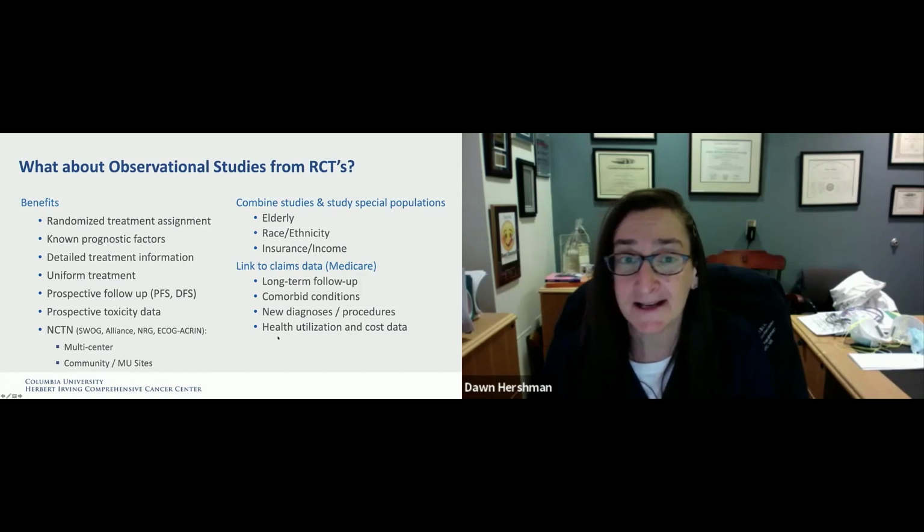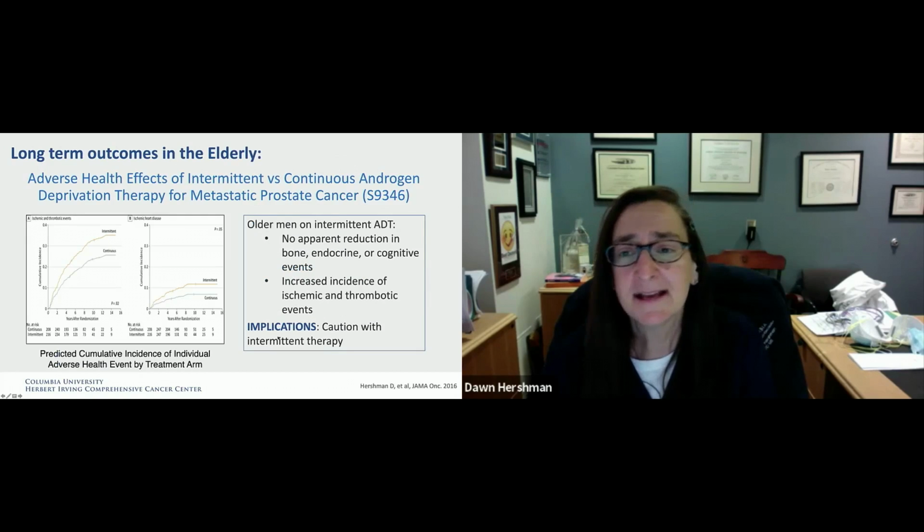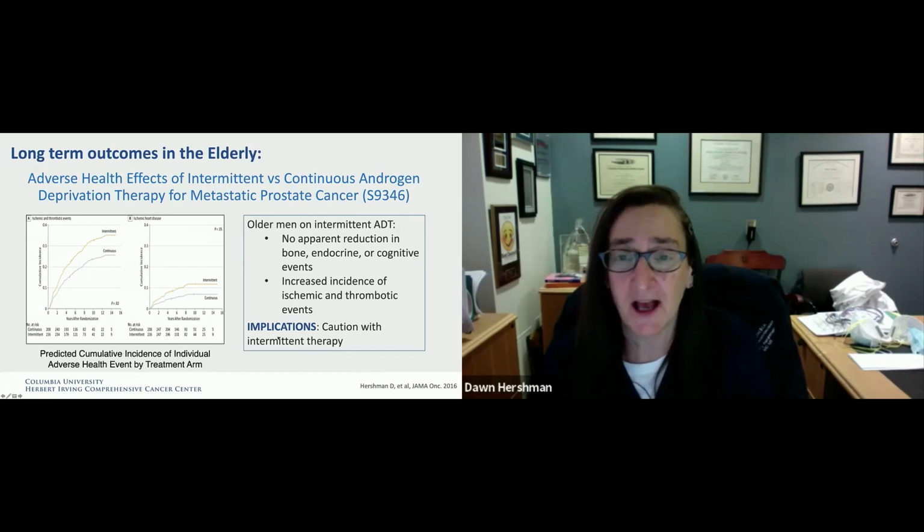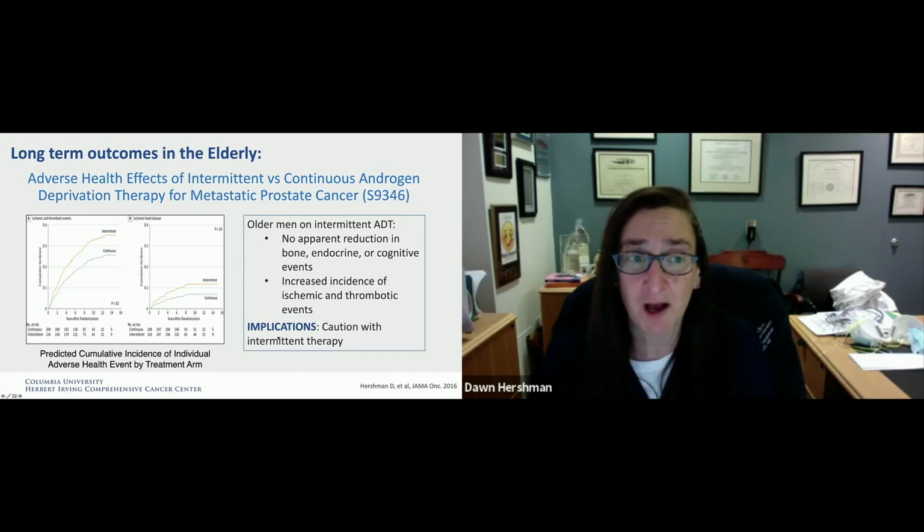and sometimes health utilization and cost data. So that's exactly what we have done in one of the cooperative groups, SWOG, where we've linked patients, through our large clinical trial database of patients enrolled in clinical trials, to their Medicare claims. And Medicare is obviously only in patients over the age of 65. So it gives us some understanding of elderly patients.